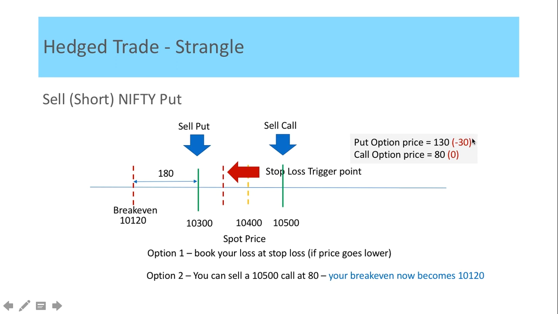And here we can see a running P&L. So I'm still at a spot price of 10,400 where my put option is making a loss of 30 bucks.